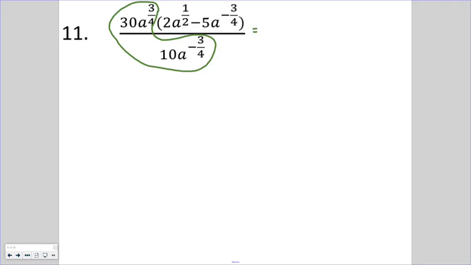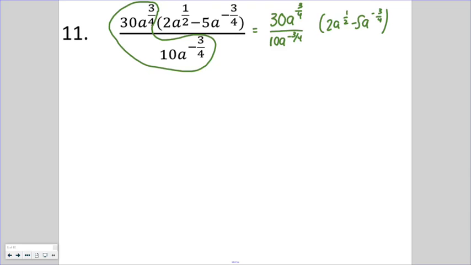I could rewrite it like this: 30a to the 3/4 over 10a to the negative 3/4 times 2a to the 1/2 minus 5a to the negative 3/4. And I'm going to approach it like that. I'm going to figure out what that 30a to the 3/4 divided by 10a to the negative 3/4 is. And then whatever that simplifies to be, I will distribute into what's inside the parentheses there.